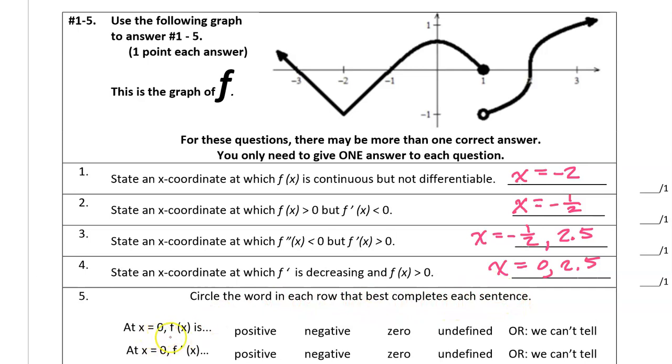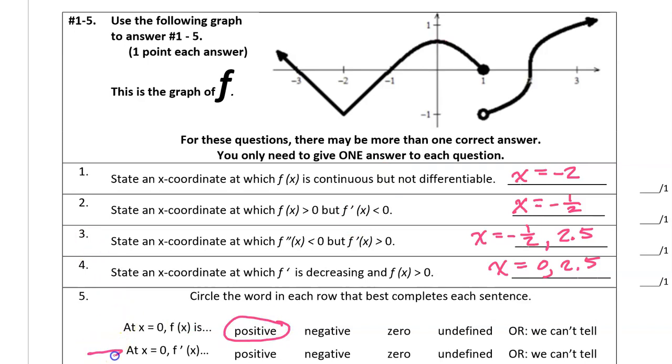Number 5, circle the word in each row that best completes each sentence. At x equals 0, f of x is positive, negative, 0, undefined, or we can't tell. So we are being asked about f of x. This is a graph of f of x. So at x equals 0, which is right here, f of x is here. It is above the x-axis. That makes it positive.